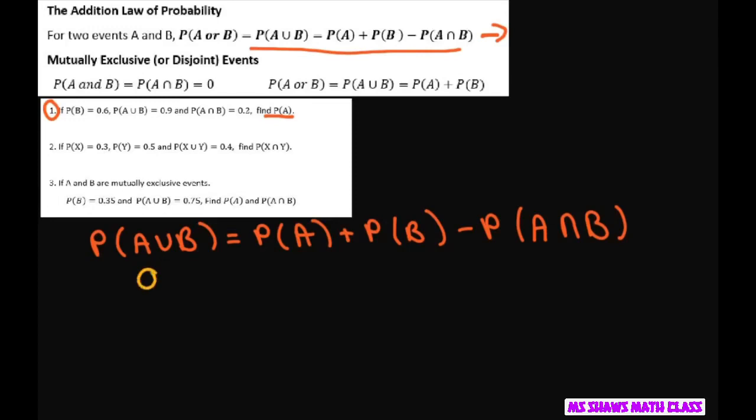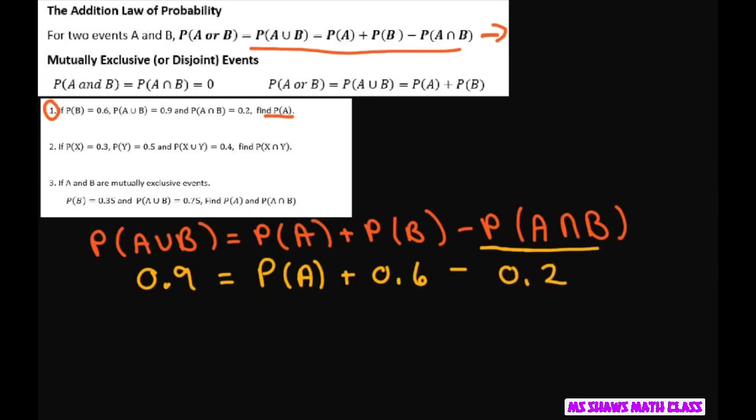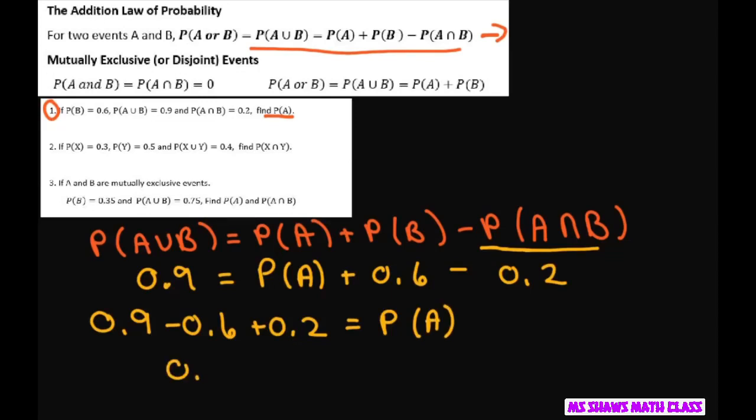So fill everything else in. We have this as 0.9. We don't know probability of A yet. Probability of B is 0.6 minus probability of A and B is 0.2. So this is going to be 0.9 minus 0.6 plus 0.2 equals the probability of A. So this is going to be 0.5 equals the probability of A.